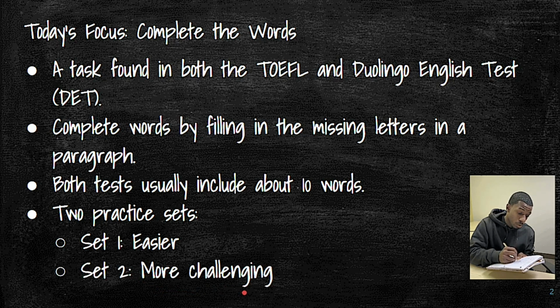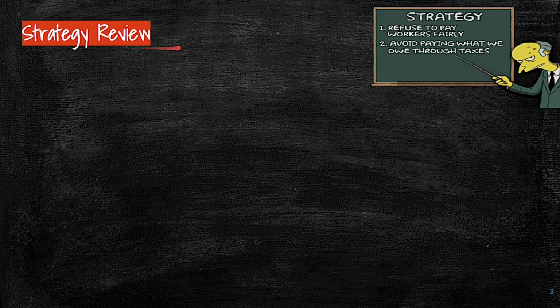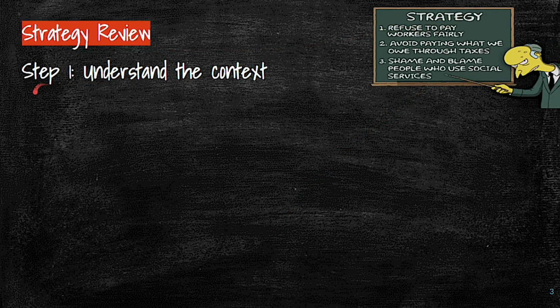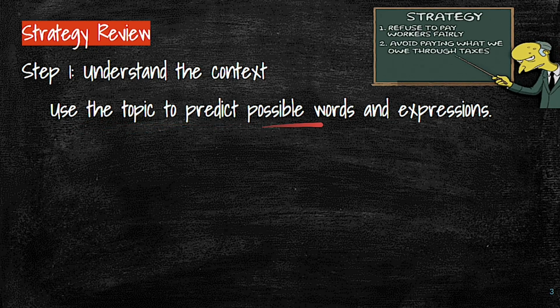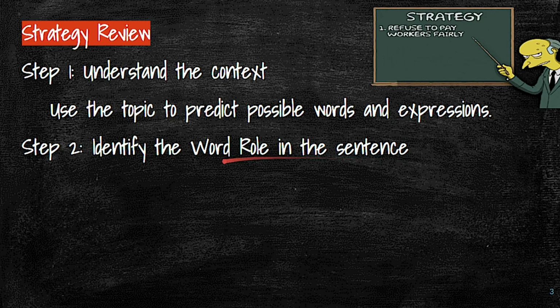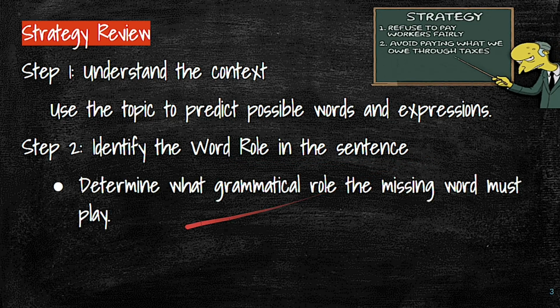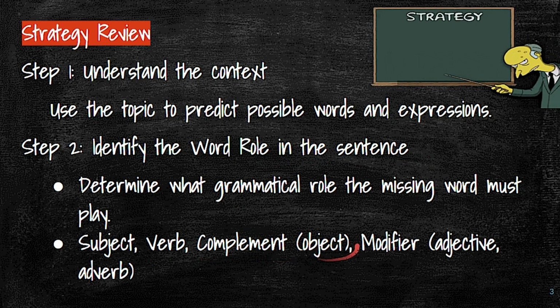I will show you how to use your grammar knowledge and logical thinking to find the correct forms step by step. As always, we'll apply the same strategy. Before we begin, let's quickly review the approach. First, understand the context. The topic of the passage will help you predict common words and expressions related to that field. Second, read the sentence with the blanks and identify the grammatical role of the missing word. Remember, there are only a few possible roles in a sentence: subject, verb, complement, such as an object, modifier, such as an adjective or adverb.